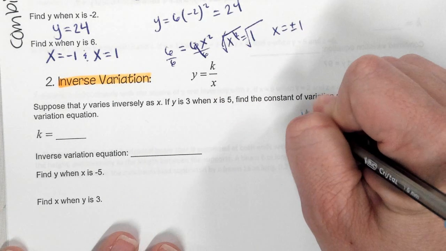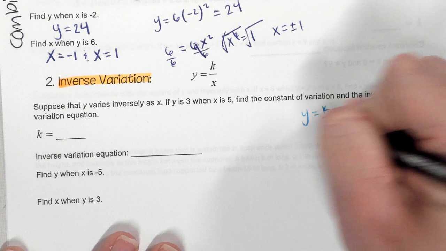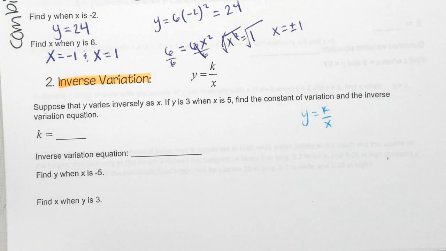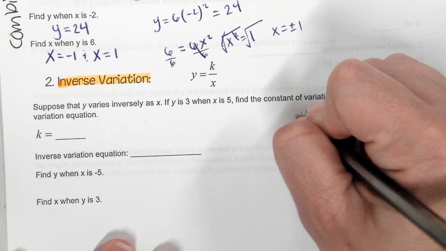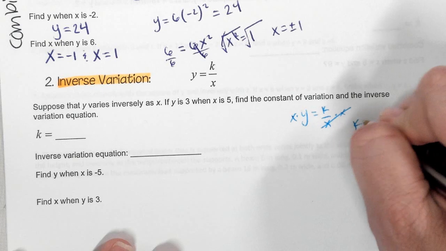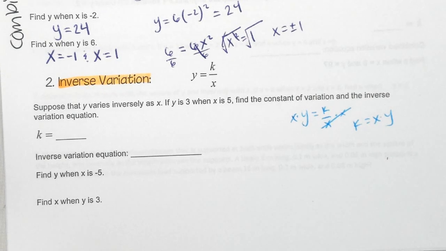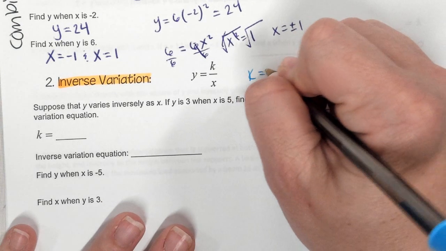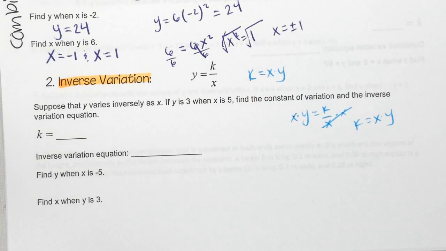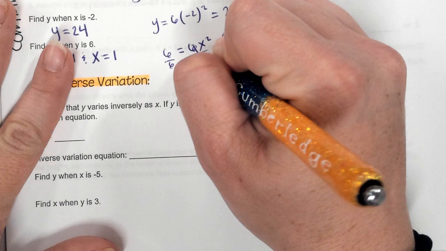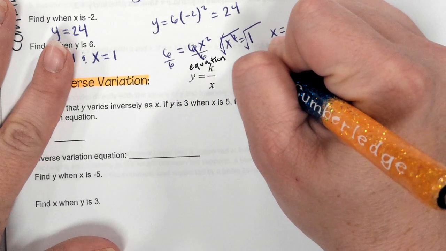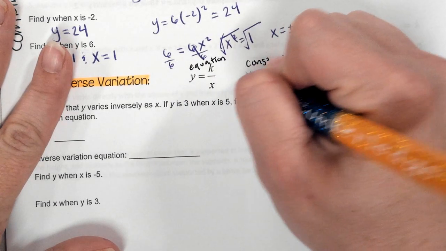So if we had to find k, to get k by itself, what would I do? Multiply both sides by x, and I get k equals x times y. So k equals x times y is how I would find my constant here. So this is my equation, and this is my constant, my k equals.